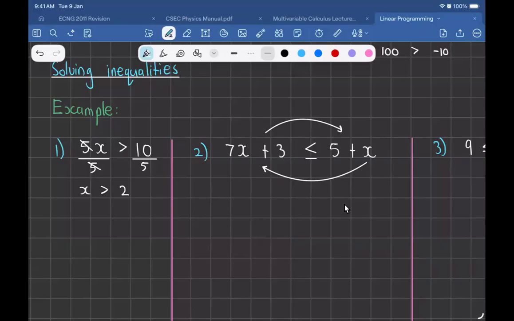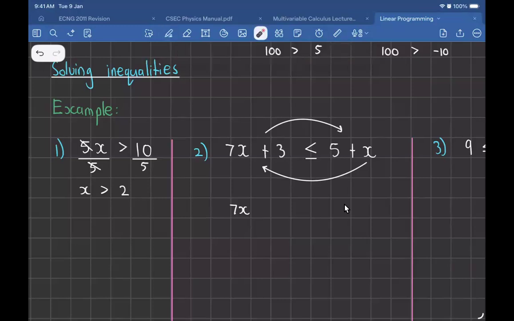So, Sahara, we had 7x, right? Let me write back the 7x. We decided to move across what? To the left-hand side. Say that again. X. We decided to move across x, right? So if I move across x, that positive x is going to turn to what? Negative x. Right.